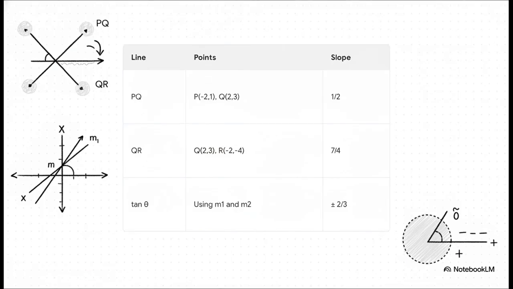Let's actually put this into practice to see how it works. By cleanly mapping out the coordinates of points P, Q, and R, we systematically expose the slopes. For line segment PQ, the math yields a slope of 1/2. For segment QR, we get 7/4. When we drop those two precise values into our tangent formula, it simplifies beautifully down to plus or minus 2/3. With just a handful of coordinate points, we have perfectly mapped the exact angular collision of two lines.